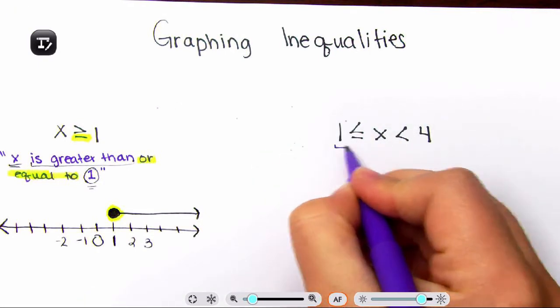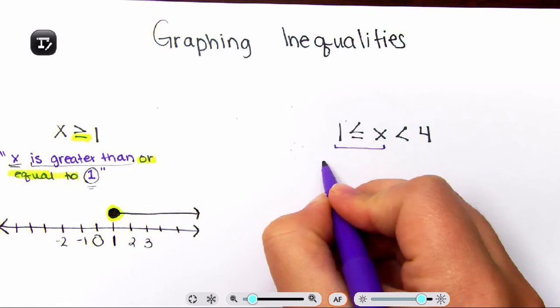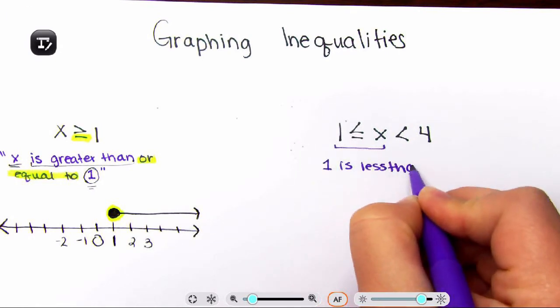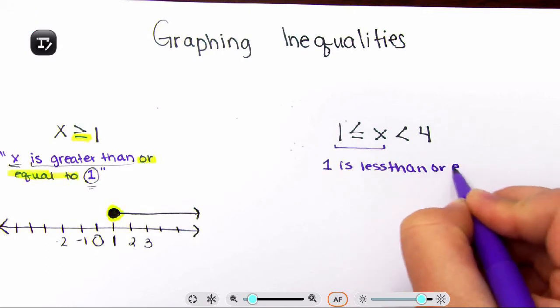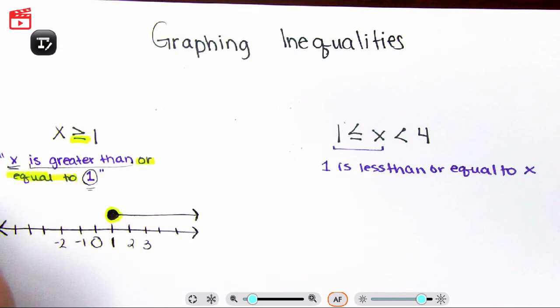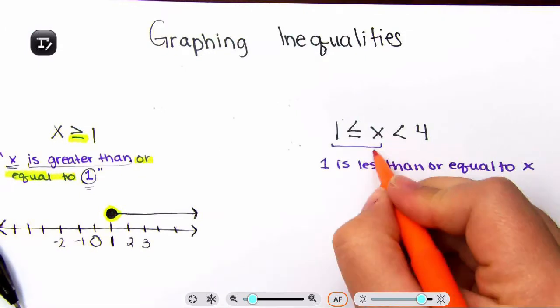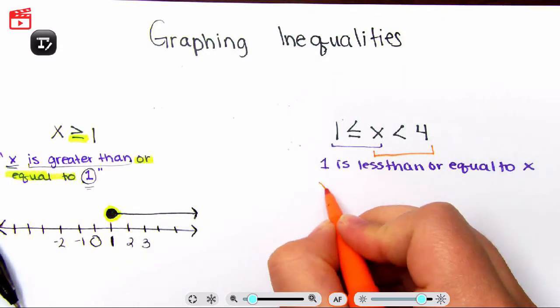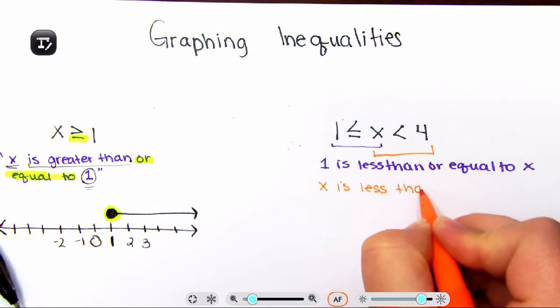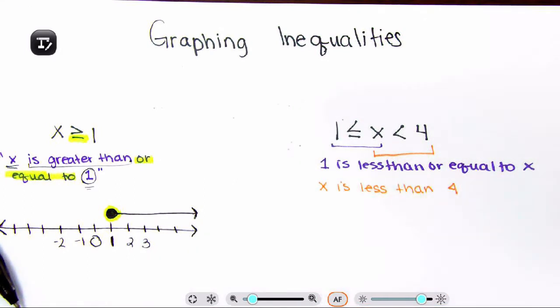Let's work with the first statement. I have 1 is less than or equal to x. That's my first statement. Then I have my second statement, which is x is less than 4.